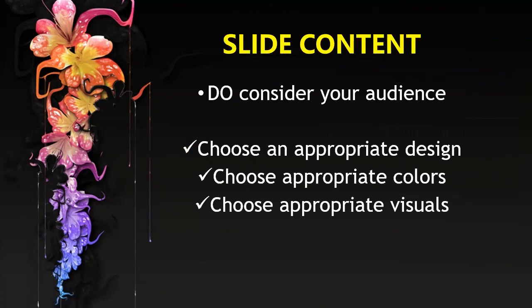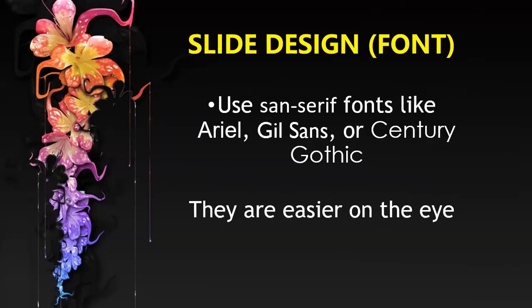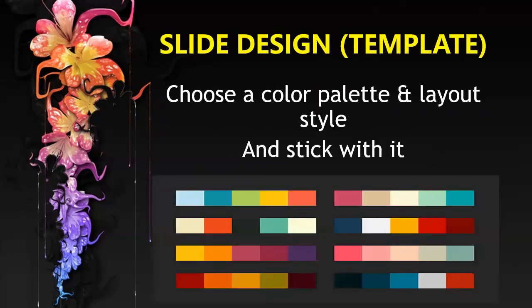Do consider your audience, choose an appropriate design, choose appropriate color, choose appropriate visuals. So you kena consider your audience lah. Takkanlah semua audience awak sama umur. Mesti lecture awak ada yang berumur macam ni, ada yang berumur macam ni. So be consider your audience. Okay, so next, use sensible font like Arial, Gill Sans or Century Gothic. They are easy on the eye. So ini font yang orang kata font yang formal lah, professional bila awak nak buat presentation slide.